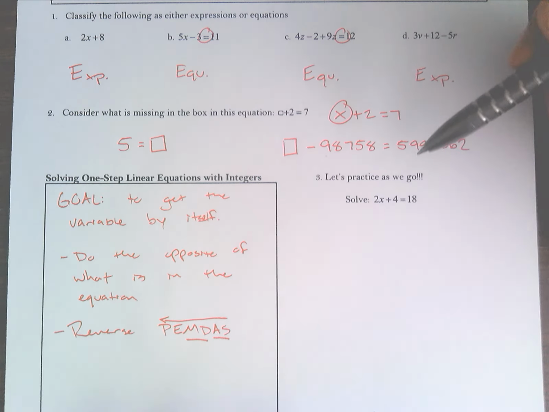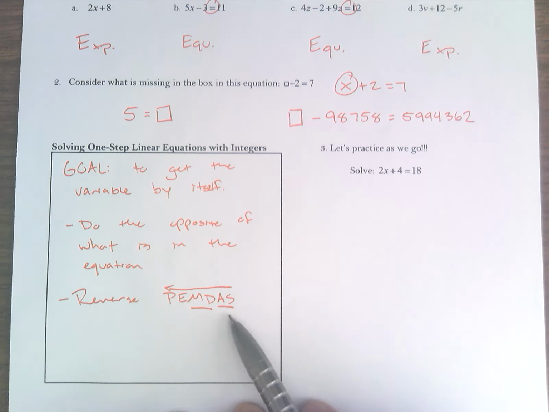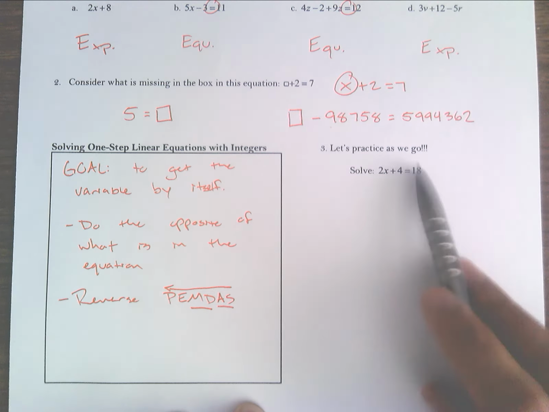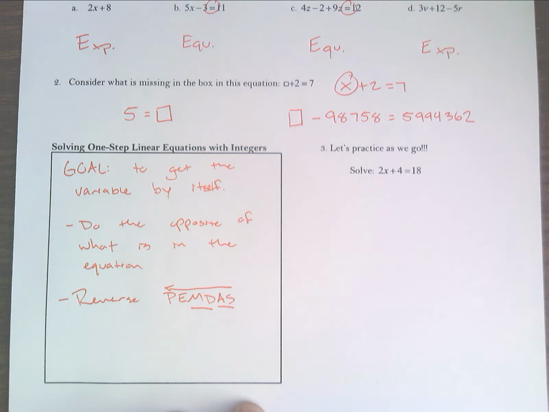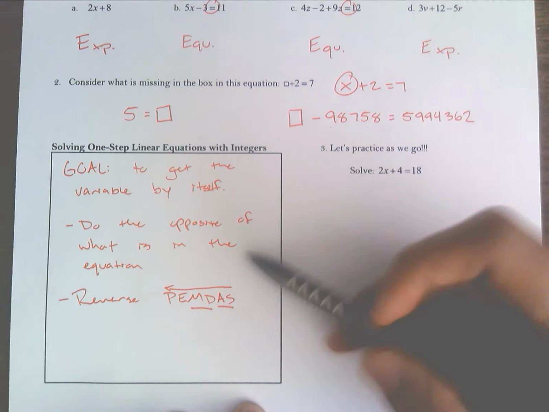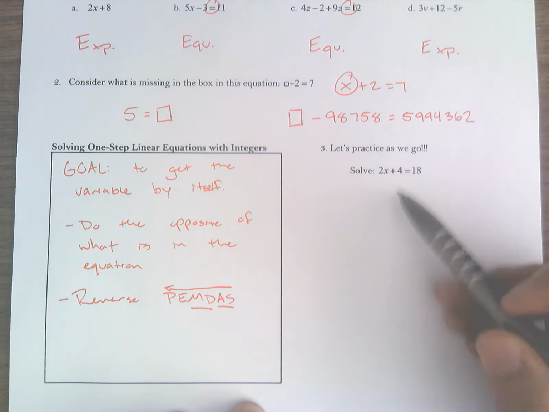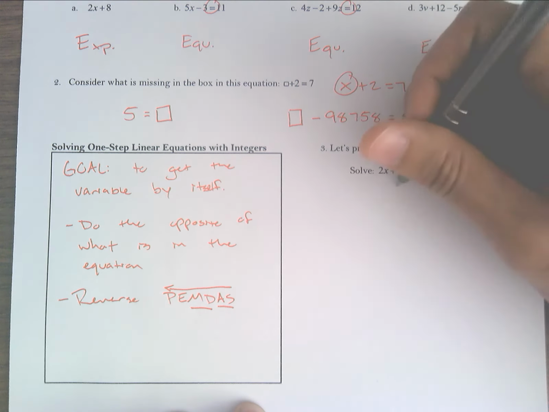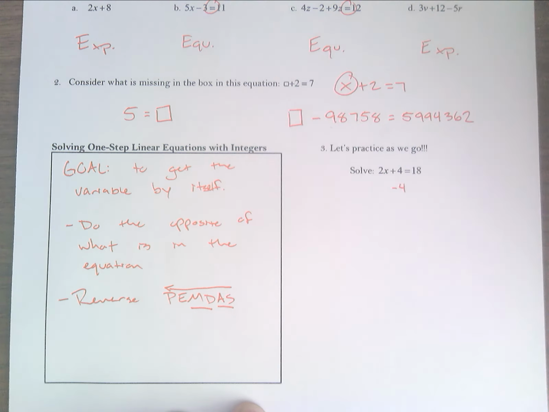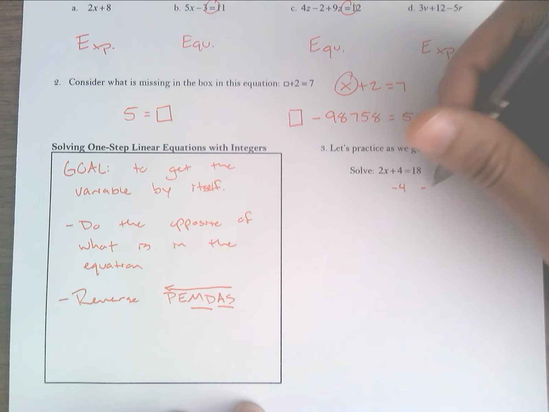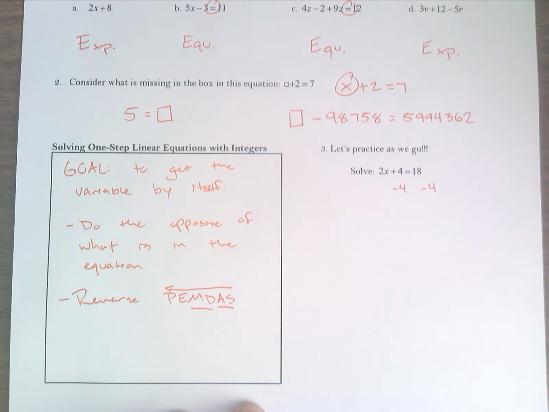So let's take a look at this equation here. We have 2x plus 4 equals 18. So looking at reverse PEMDAS, I want to start with addition and subtraction. I see here that we have plus 4. That's addition. We want to do the opposite of what is in the equation. So instead of plus 4, we're going to subtract 4. Now, if we subtract 4 from this left-hand side of the equation, we also have to subtract 4 from the right-hand side of the equation.